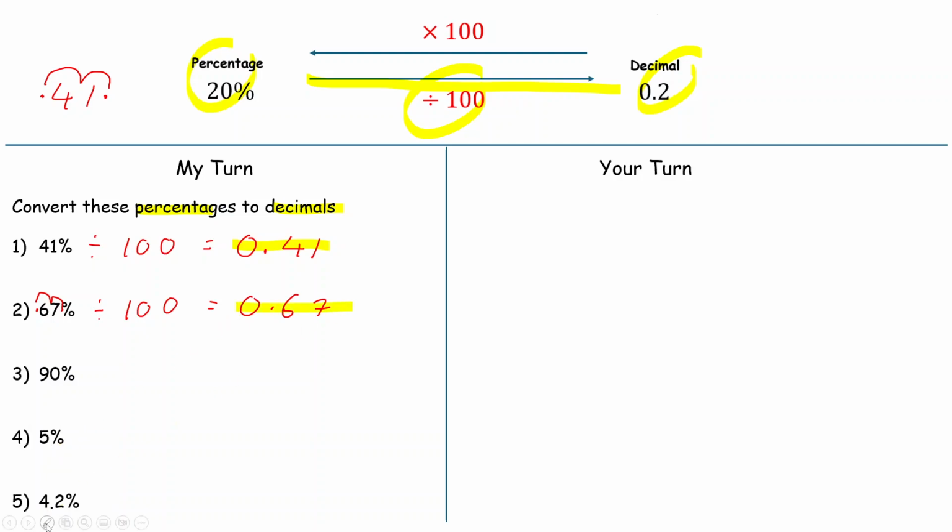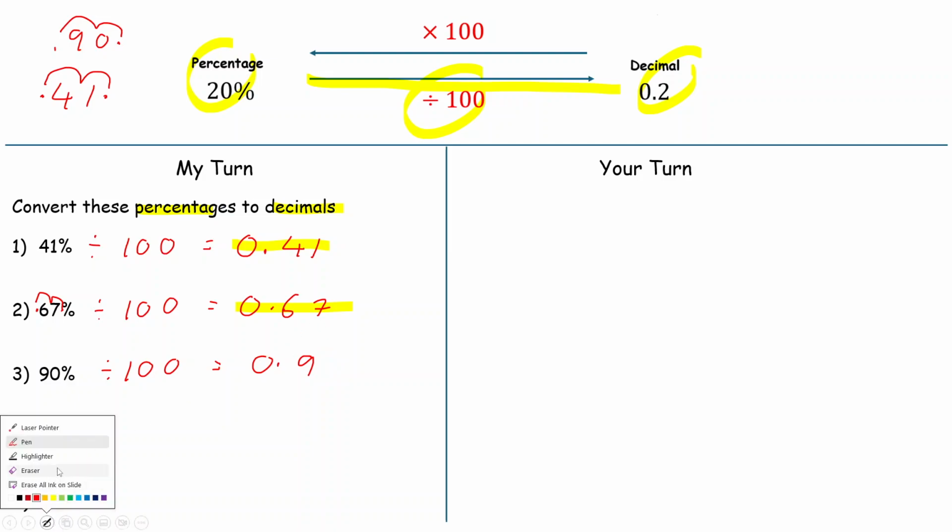Your next one, we've got 90%, again dividing through by 100. If you've got 90, with the point going here, you're going back by 1, 2. It's going to give you 0.90. But with 0.90, you don't need the second 0 here. This and this mean the same thing. This is a better way of writing it because it's just simpler. So that is your answer.